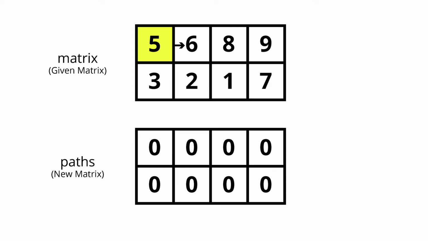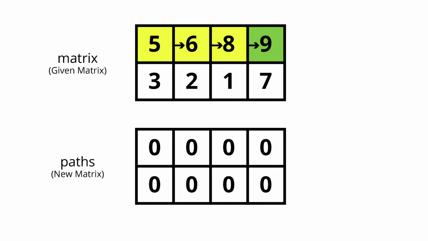So now the longest path from cell 5 is 1 plus the longest path from cell 6. From cell 6, we can only move in one direction, that is towards the right. So the longest path from cell 6 is 1 plus the longest path from cell 8. Now also from cell 8, we can only move in one direction, that is towards the right. So the longest path from cell 8 is 1 plus the longest path from cell 9.